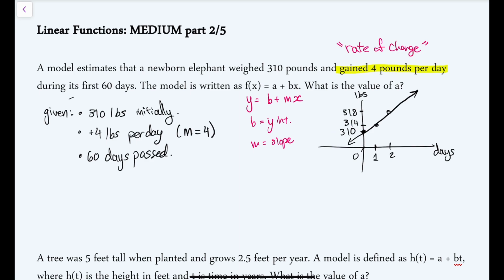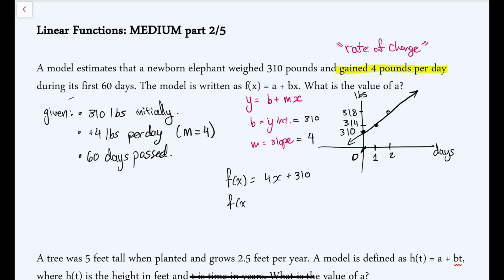The key thing is that whenever you're dealing with a linear function, any initial amount of something, so started with X amount of money, or started with X pound weight, anything like that, that's going to be your starting point when 0 time or the X value is 0. So that's going to be your initial value or your y-intercept. So our y-intercept is 310, our slope is 4. So then f of x is equal to 4x plus 310. And if we match that up to the equation here, f of x is equal to bx plus a, our a value is equal to 310.